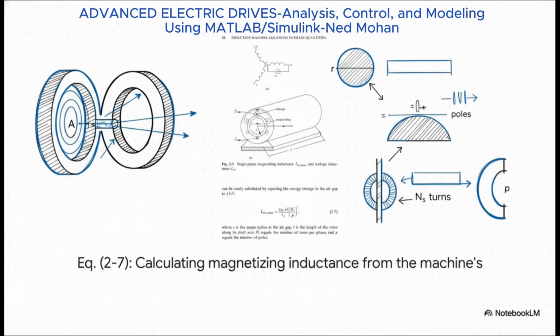Now, what's so powerful about this is that we can calculate this magnetizing inductance directly from the machine's physical blueprints. This formula literally connects things you can measure with a ruler, like the rotor's radius, its length, or that tiny air gap, directly to an abstract electrical property. This is where mechanical design truly meets electrical performance.